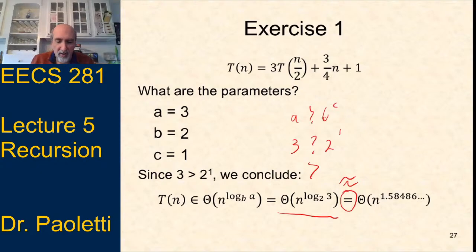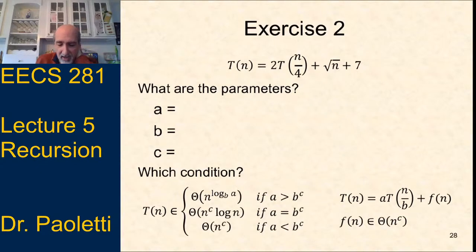Okay, so if we go to the next slide, this was case 1. We go to the next slide. What I want you to do is take a minute, write them down, type them in the chat, whatever you want to do, and figure out what are our parameters. What are A, B, and C here? And then which one of the conditions is it? Is A equal to, less than, or greater than B to the C power?